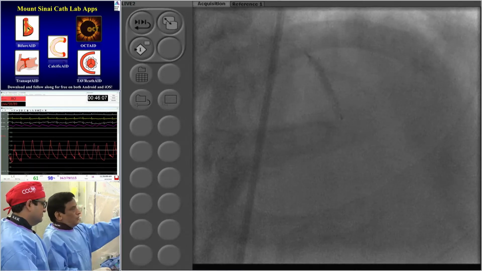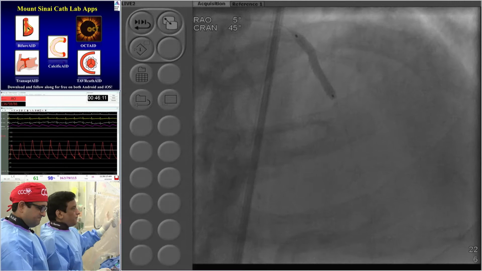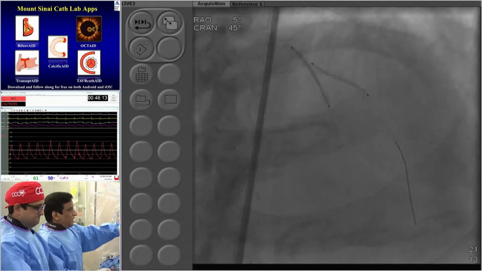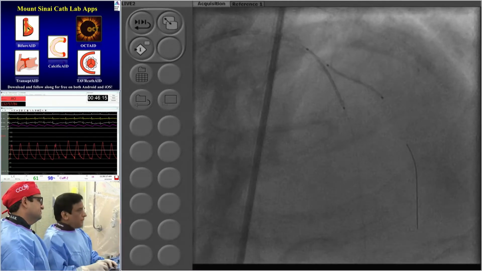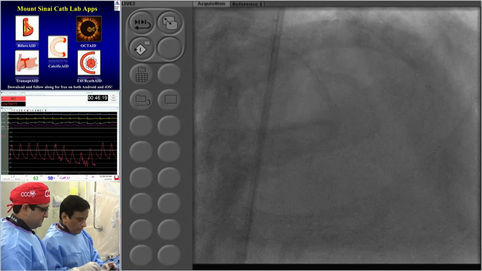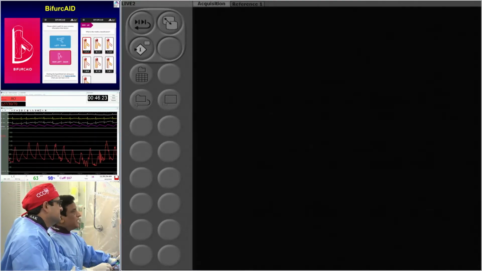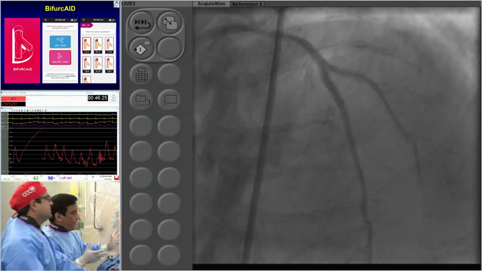Now, there is a controversy. Many people will leave the wire even when they are putting a 2-stent approach into the side branch. After the stenting of the side branch, we take both the wire and the balloon out. This is our policy, but some people still leave it, but I don't think it will be of any value. Sometimes you can cut it, because you rewire it anyway.